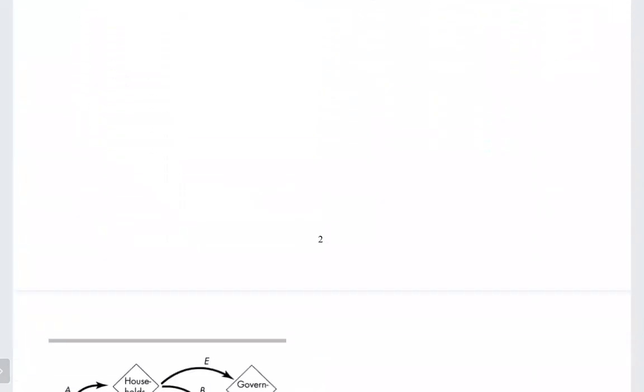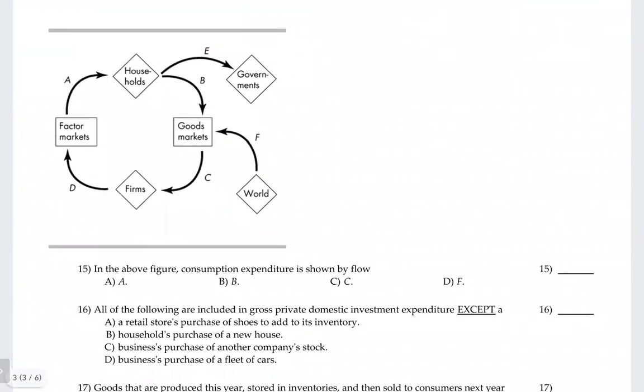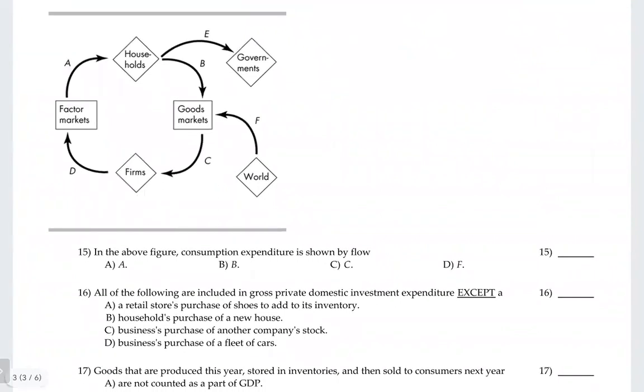Now go to the next page. Okay, we kind of reverse. Now we go to earlier questions, early chapters. In the above figure, this is a circular flow diagram for us to understand how to calculate GDP. Consumption expenditure is shown by... that's straightforward, right? Consumption expenditure is in the goods market. That's households purchasing goods from the firm. That should be B.